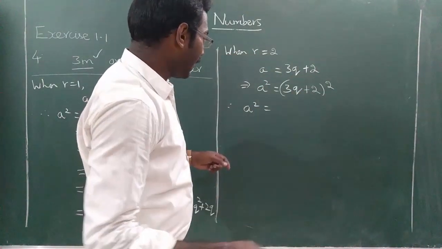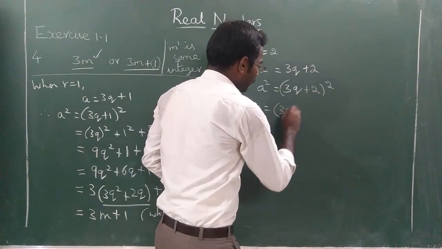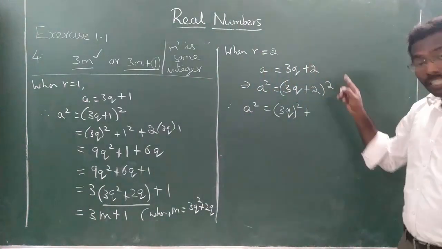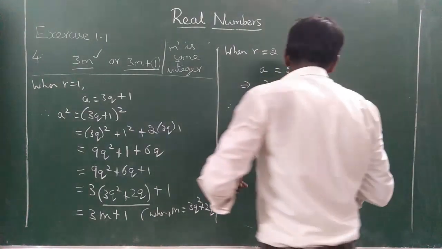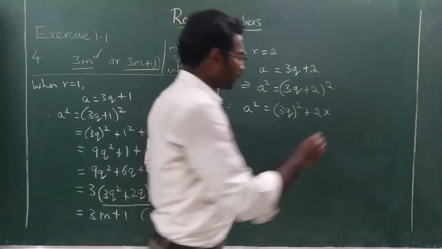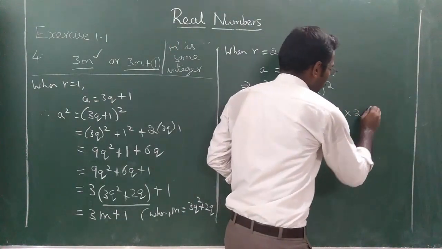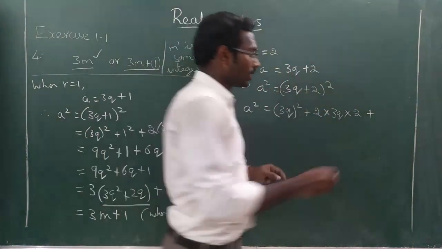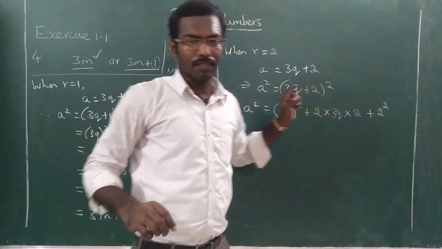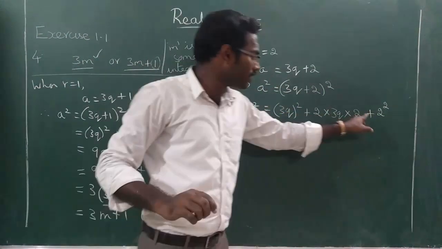Therefore, I am writing it as (3q) the whole square plus 2ab plus b square. Same only. Okay. So 2ab: 2 into, what is a here? A is 3q, 3q into b, which is 2, plus b square. B square is 2 square. You can write a square plus b square plus 2ab, or you can change the order. No problem. All these values are in plus only.